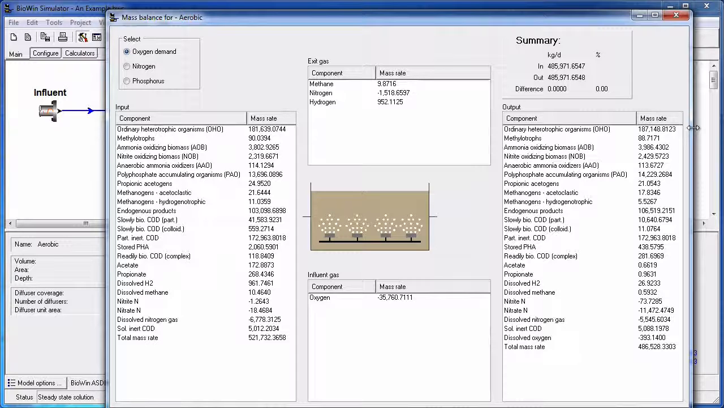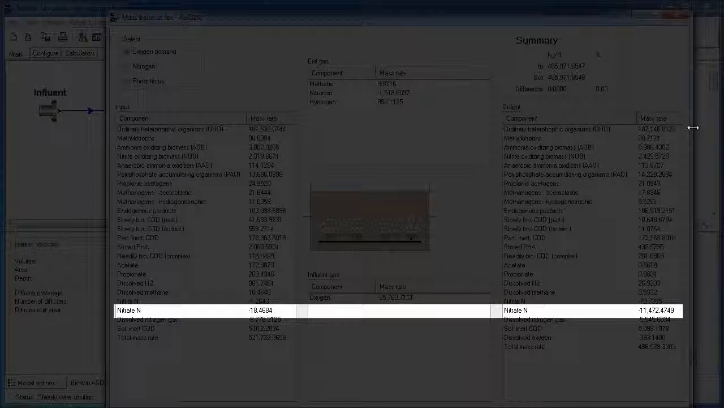You'll notice that although the mass balance is set for COD, the nitrate state variable is listed in both the input and output and that it is negative. This is because nitrate can be used as an electron acceptor. The mass balance window takes this into account and therefore reports nitrate as a negative number.